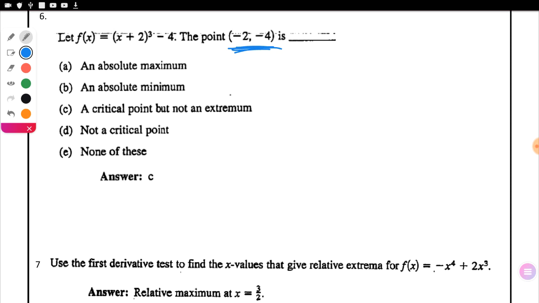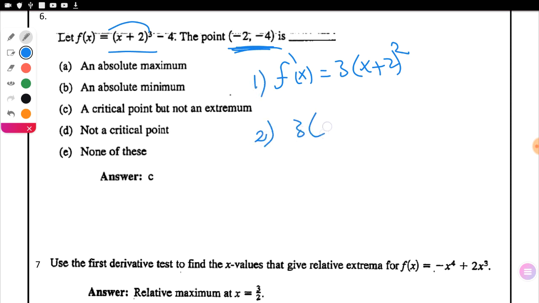Since we are talking about extrema, critical number, I have to find the first derivative. I have to use the first derivative test. Here, all of the questions, as you see, use the first derivative test. The first derivative of f, by the general power rule, is 3 times (x plus 2) all to the power 2. Then put it equal to 0: 3(x plus 2) squared equals 0 implies the bracket equals 0. The 0 comes from inside the bracket, x plus 2 equals 0, x equals what? Negative 2.